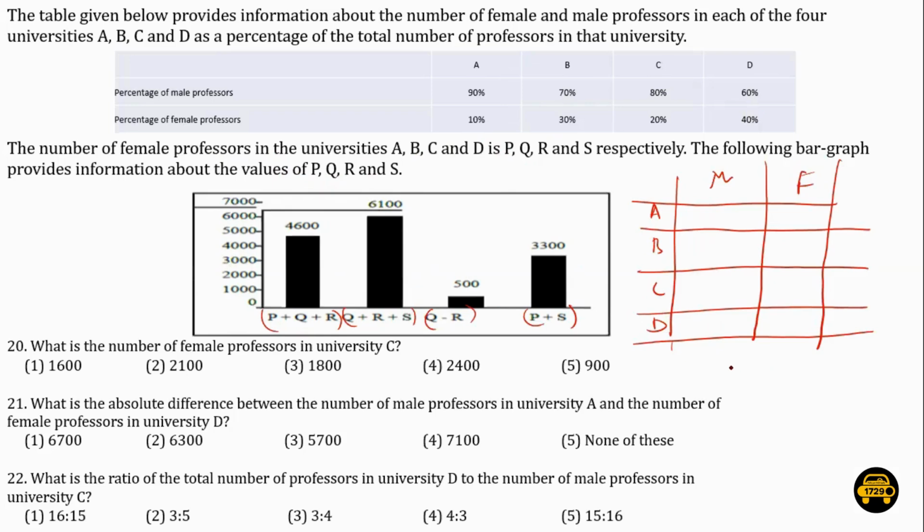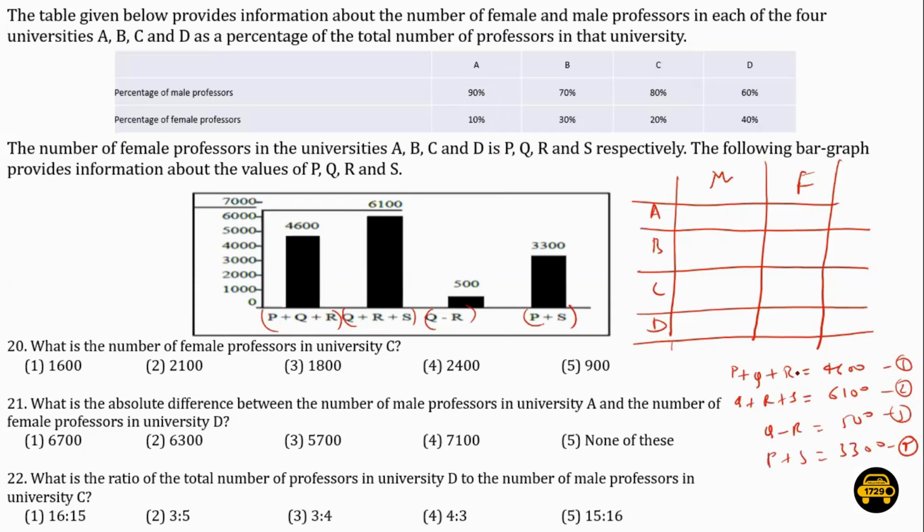Right. So the first equation is P plus Q plus R is equal to 4600. Q plus R plus S is equal to 6100. Q minus R is equal to 500, and P plus S is equal to 3300. So these are the 4 equations we have. Solving them, we'll be able to find the values of P, Q, R, S, and that will be the number of female professors. Once we know the number of female professors, we can calculate the number of male professors. Since we know the percentage, or we can say the ratio of male and female, we'll be able to calculate the number of males as well.